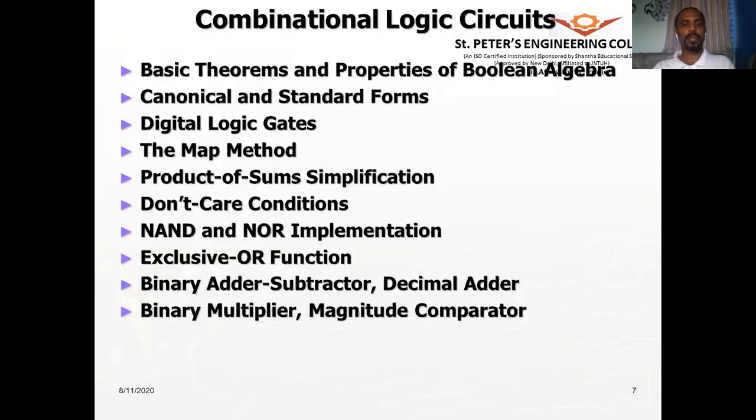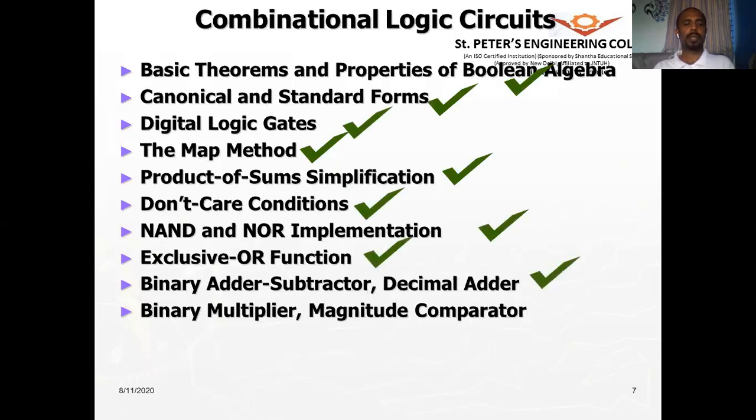So far we have seen all these topics. Lately we have seen the multiplier, binary multiplier, and the magnitude comparator. So when we compare, the two numbers can be equal, or one can be greater than the other, or one can be less than the other. So that is what we have seen.